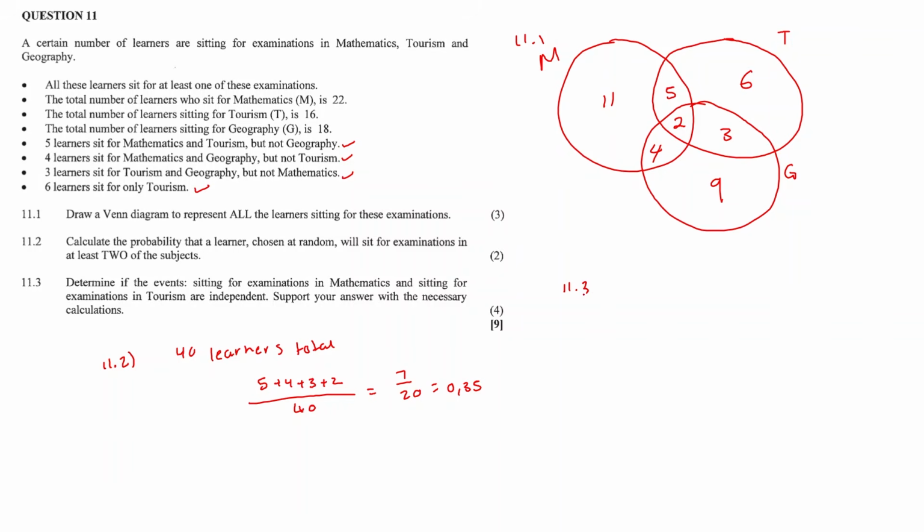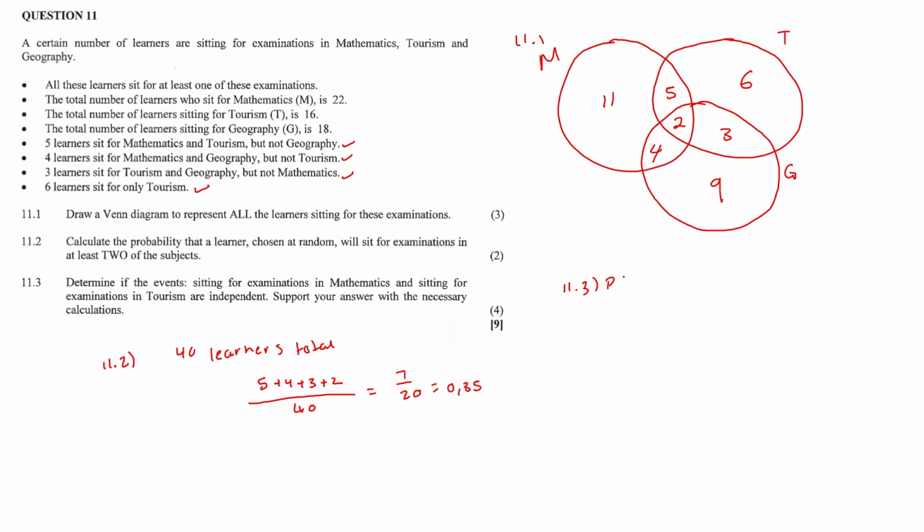Question 11.3. Determine if the events sitting for examinations in mathematics and sitting for examinations in tourism are independent. Support your answer with the necessary calculations. So to prove if they are independent, we need to say the probability of maths times the probability of tourism, and then separately get the probability of maths and tourism. And if these 2 values are equal, then we know that the events are independent.